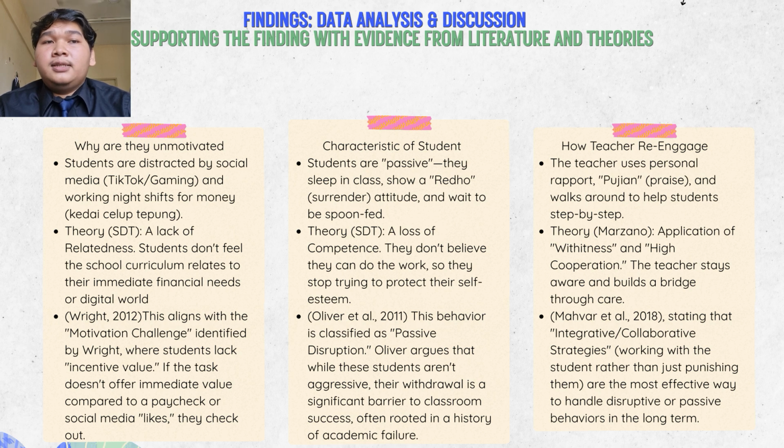Second, regarding the characteristics of the unmotivated student, teachers describe students as being very passive. They sleep in class, show a surrender attitude, and wait to be spoon-fed. In SDT, this reflects a lack of competence, where students stop trying because they don't believe they can succeed.